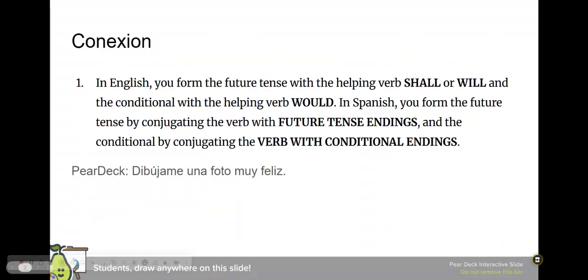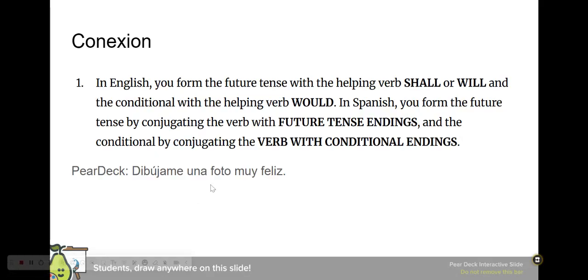Aquí es. So in English, in the future, we would use the word shall or will, like I will do this. And the conditional, we're going to use the helping verb would, like I would do this. The conditional has conditions. For example, if I won $1 million, I would buy a huge house or whatever. Future is different because it's something that you are actually going to do versus the conditional, which is like I would do this if this other thing were present.